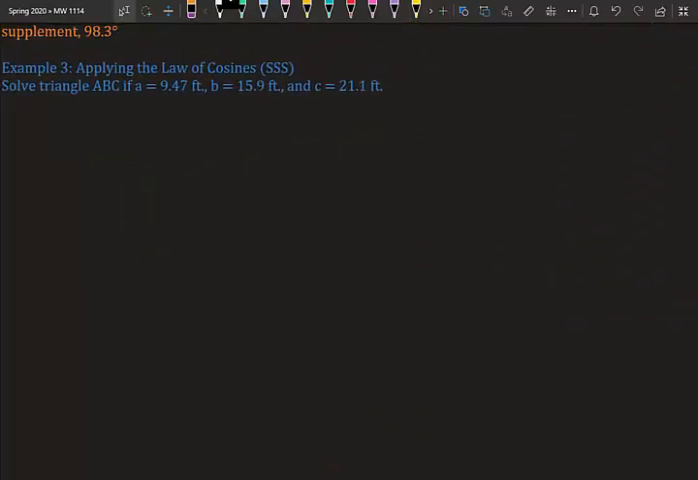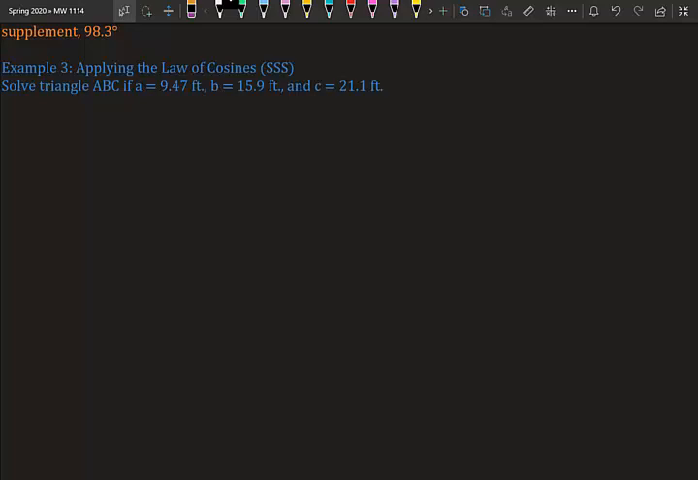Side, side, side. So we're given three sides now. We have side A is 9.47 feet, side B is 15.9 feet, and side C is 21.1 feet. So we have not been able to solve side, side, side. Now we're going to learn how to solve side, side, side.